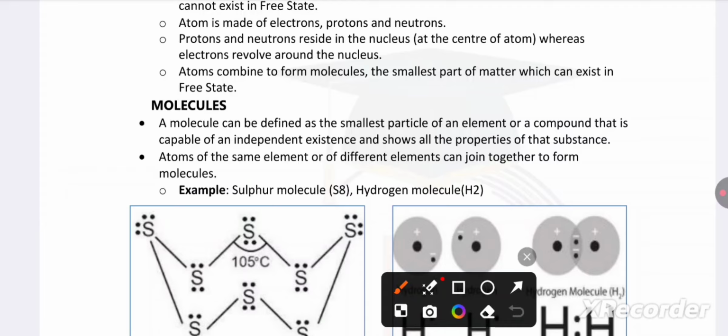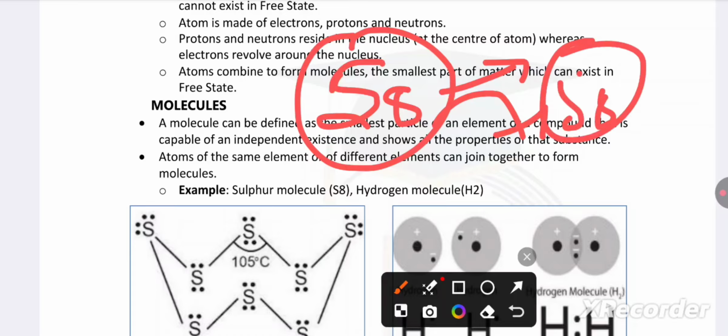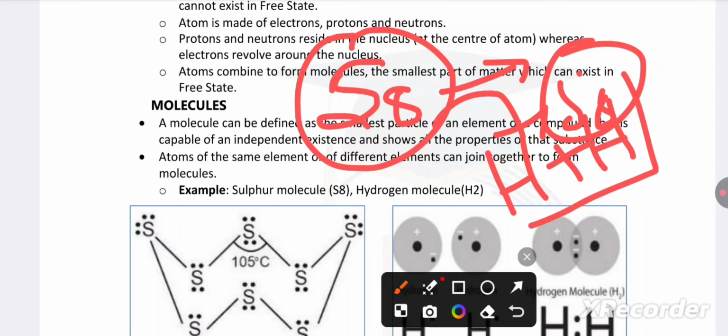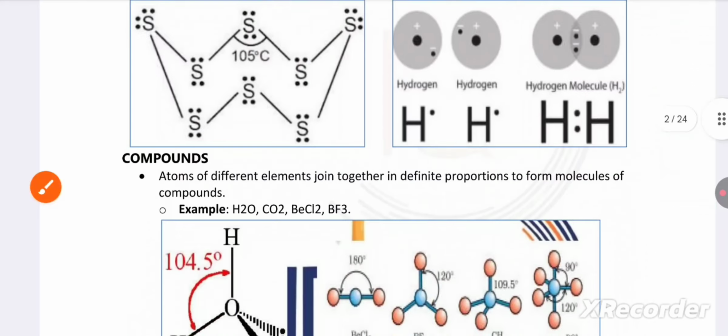For example, 8 sulfur atoms can make S8. Two hydrogen atoms make H2. These are called molecules.